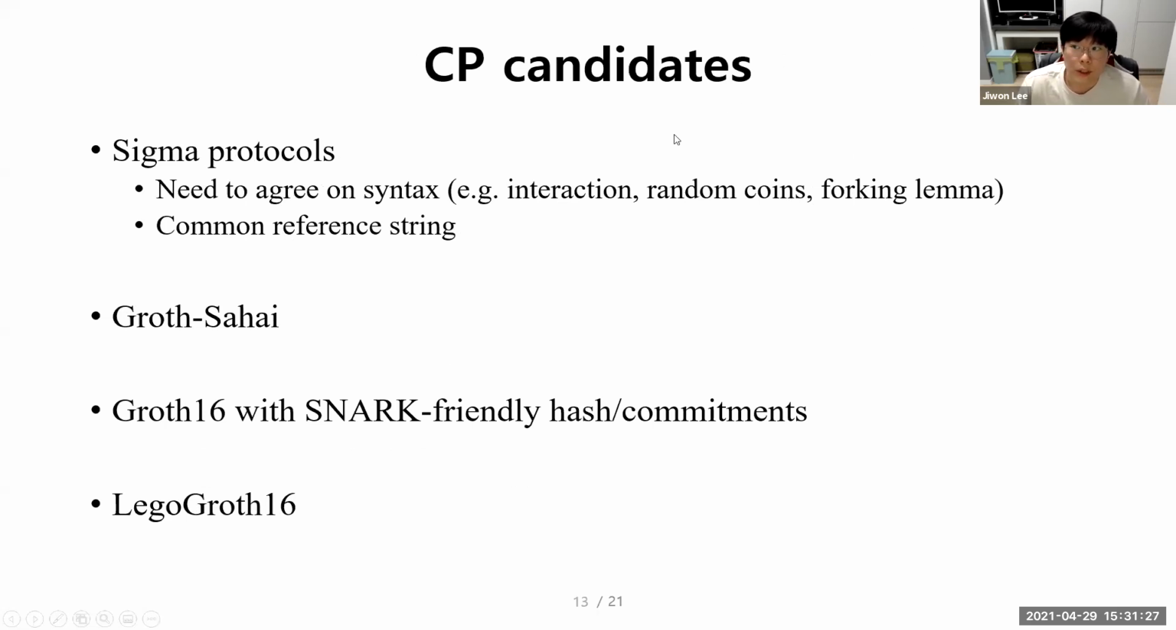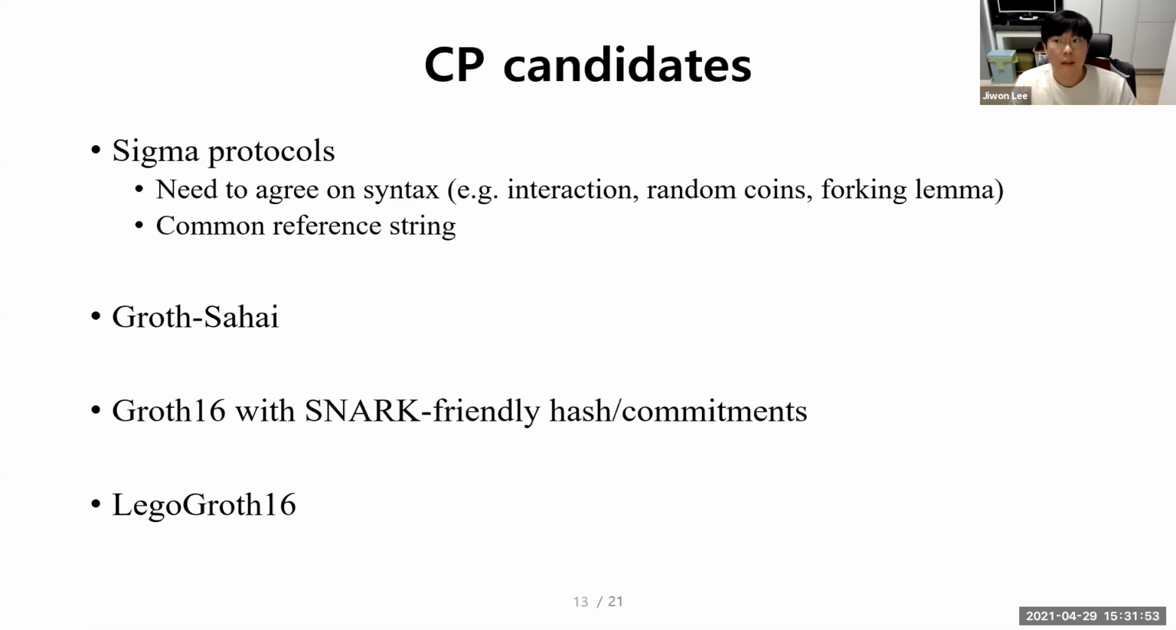For the CommitImprove scheme, we were talking about the Sigma protocol since last year. But if we want to talk Sigma protocols, we also need to agree on some syntax, meaning that, for example, if we want the interactive version or the non-interactive version, or what we want to do about the random coins, or what we want to do about the definition of the witness extraction lemma. And maybe we need to agree on whether we want the common reference string version or not.